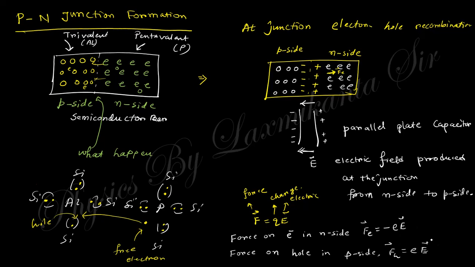So finally the force will be like that, on the hole. In the hole, the force direction will be the same as the electric field direction. So the field direction is like that, and the force on the hole will be in that direction. So after this fast recombination, an electric field is produced, and this electric field opposes further recombination.